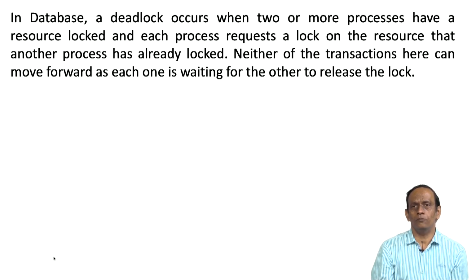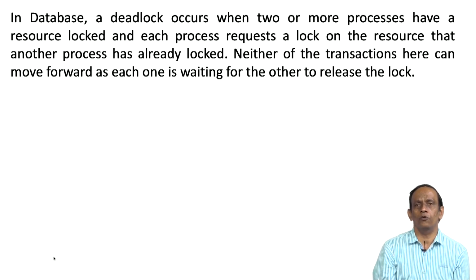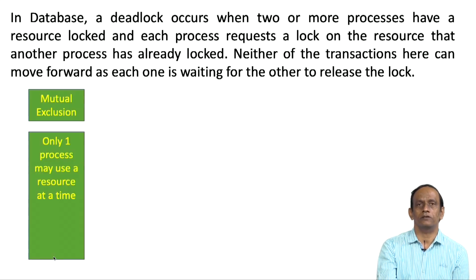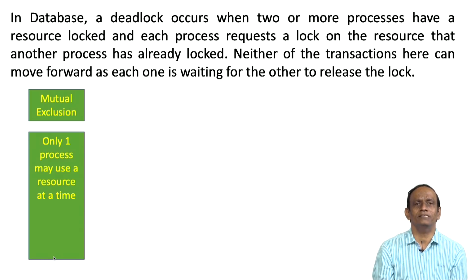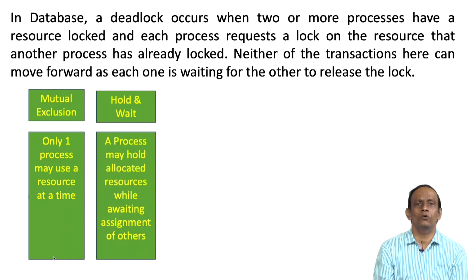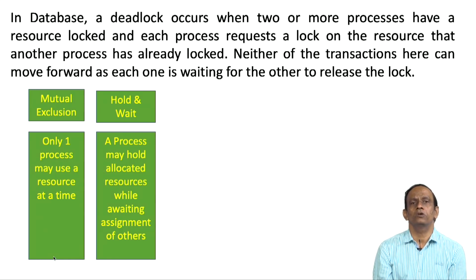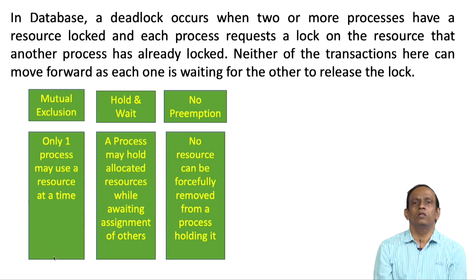Now, to understand more about this, let us first know the four necessary conditions for a deadlock to occur. First, mutual exclusion, where only one process may use a resource at a time. Second is hold and wait: a process may hold allocated resources while awaiting assignment of others. Thirdly, no preemption: no resource can be forcefully removed from a process which is holding it.